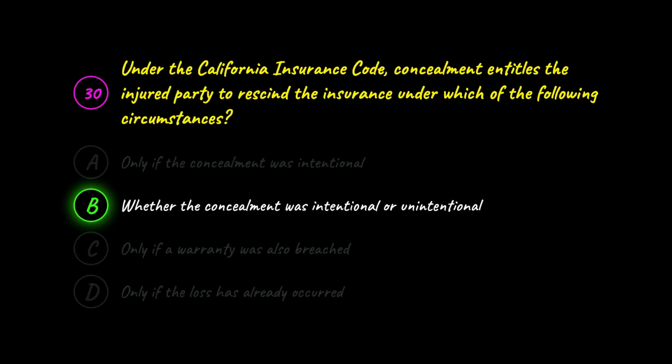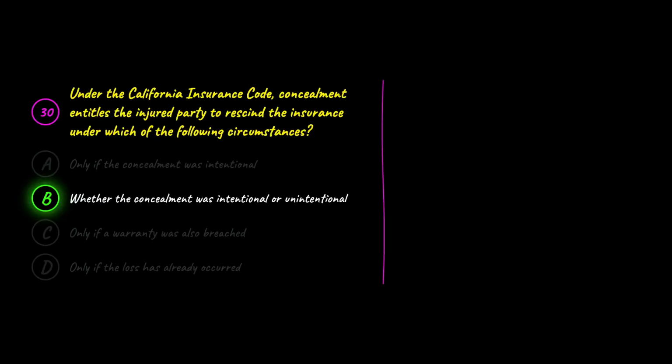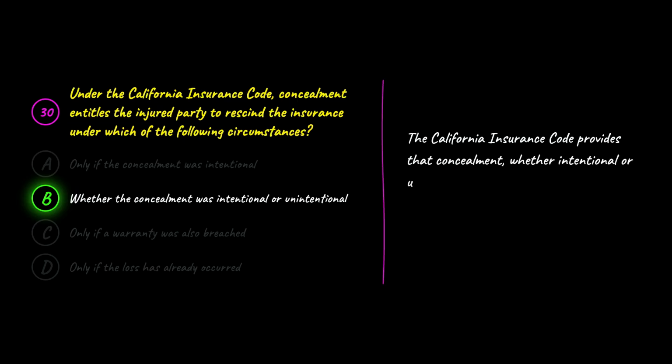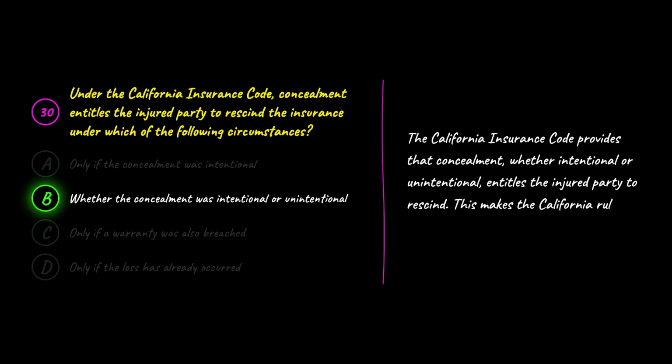The correct answer is B. Whether the concealment was intentional or unintentional. B is correct because the California Insurance Code provides that concealment, whether intentional or unintentional, entitles the injured party to rescind. This makes the California rule broader than the common rule in many states.